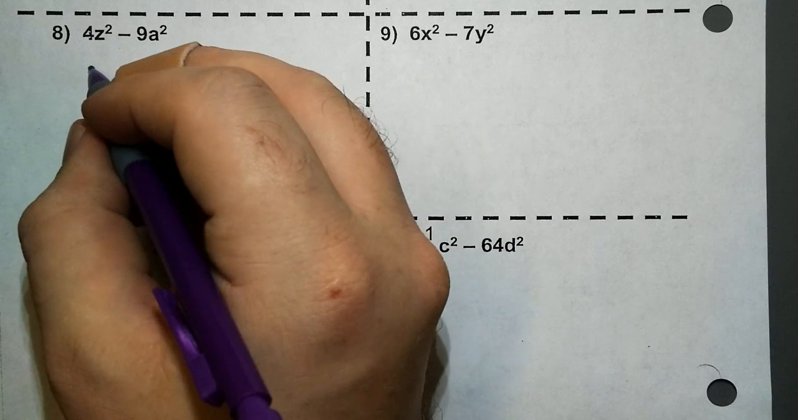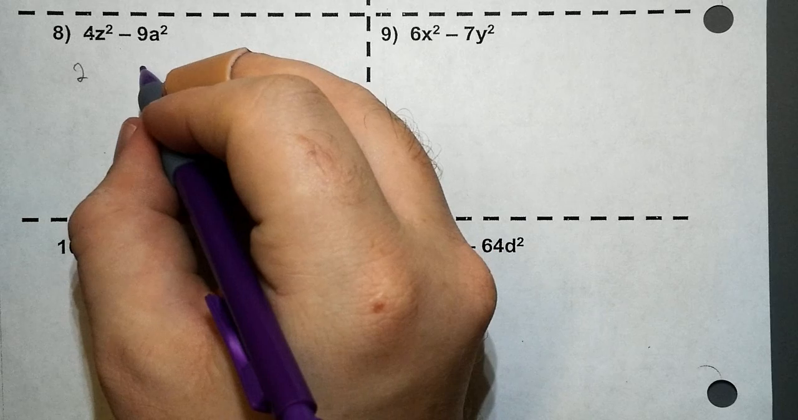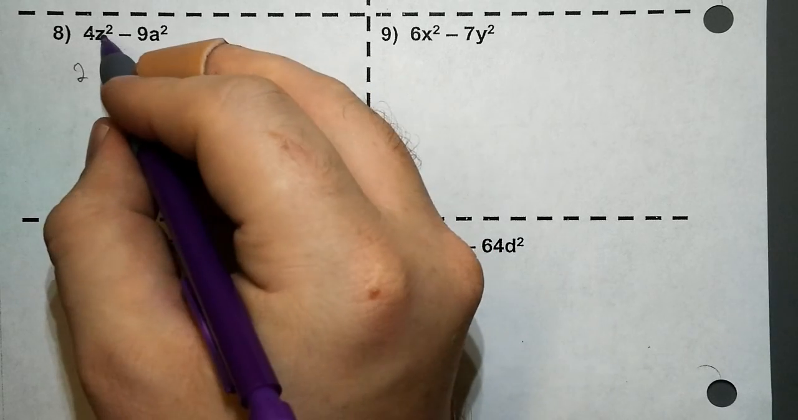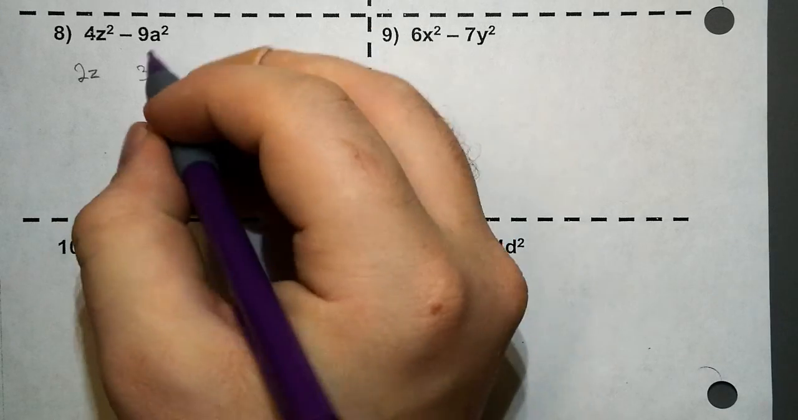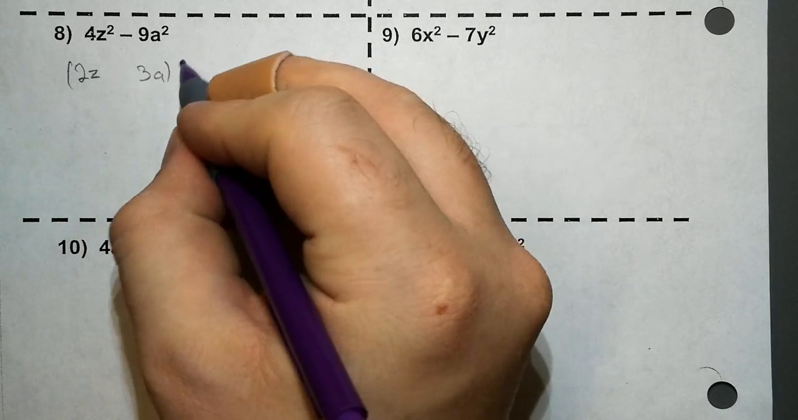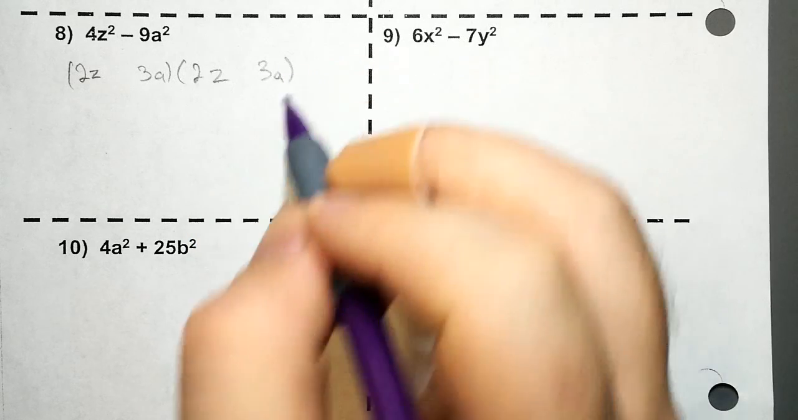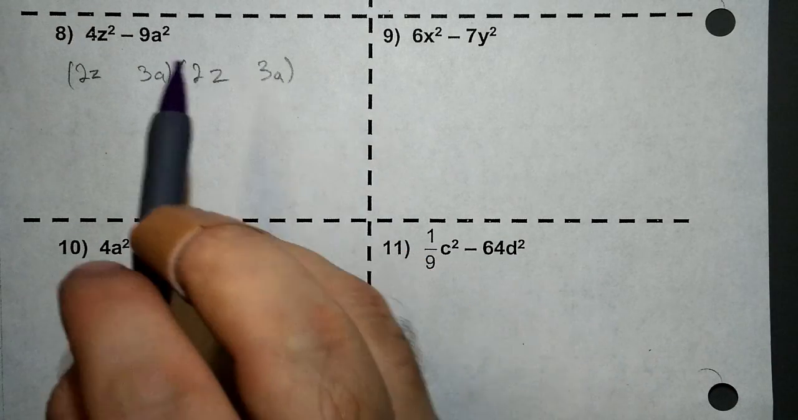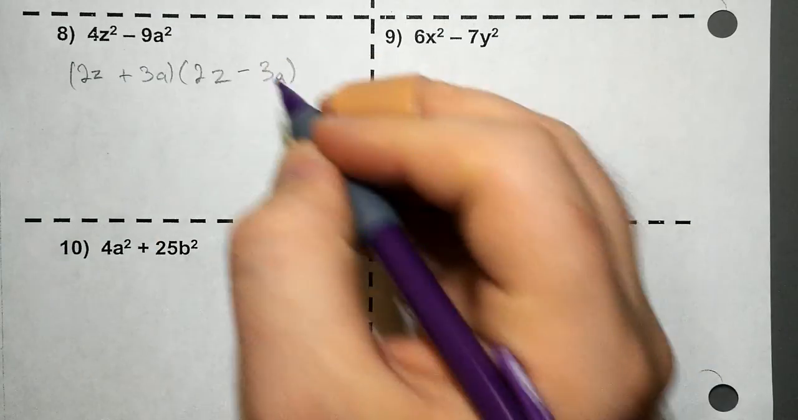4 is a perfect square. 2 times 2 is 4. 9 is a perfect square. 3 times 3 is 9. Now this has a z, so it gets a z. This has an a, so that gets an a. So there's our first factor. That should be our second factor as well, because perfect squares are only the same number times itself. Since our b value went away, 1 is positive, 1 is negative, and we're done.